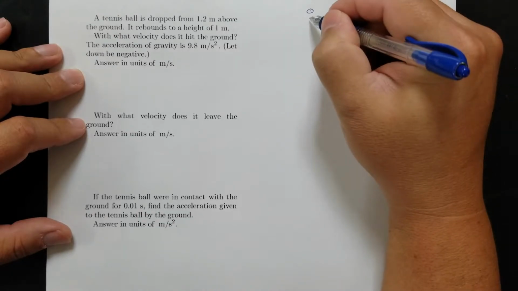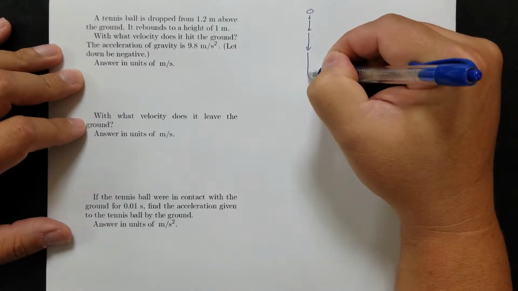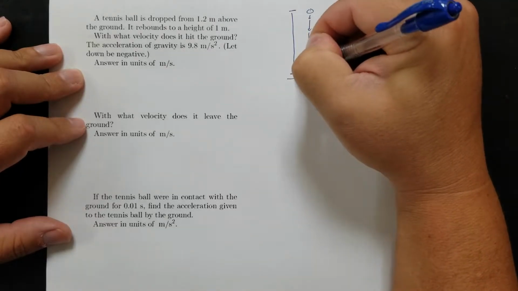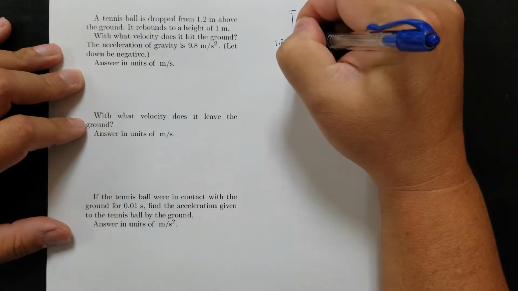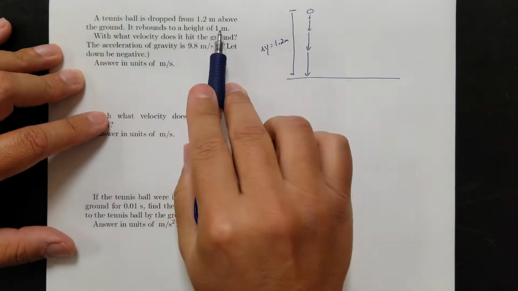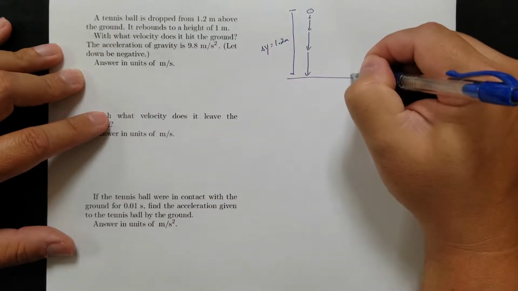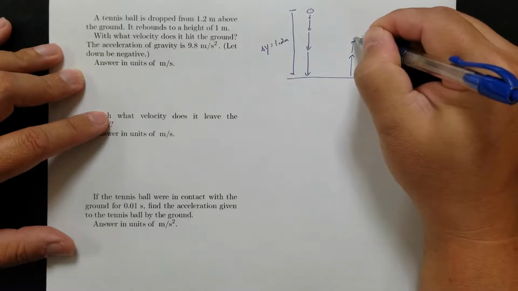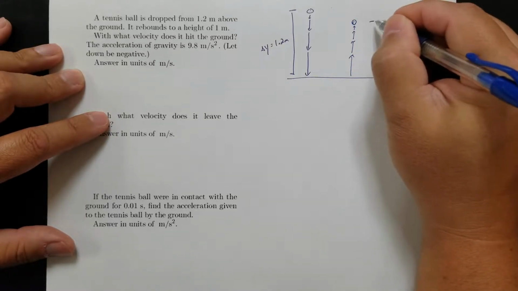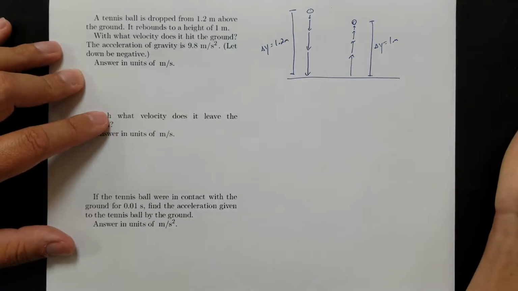So here's my tennis ball. And I drop it and it gets faster and faster and then it hits the ground, right? Here's the ground. And this height here is 1.2 meters. That's my delta y. And then it says it's going to rebound to a height of 1 meter. So after it bounces, it hits the ground and it shoots back up and it goes to here. And when it goes back up, the delta y is 1 meter, right?